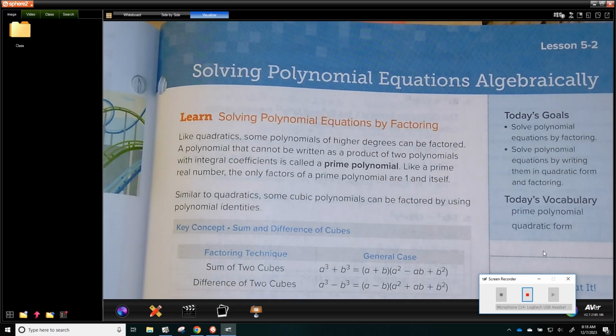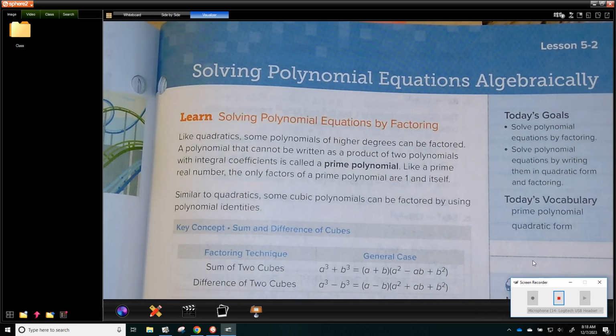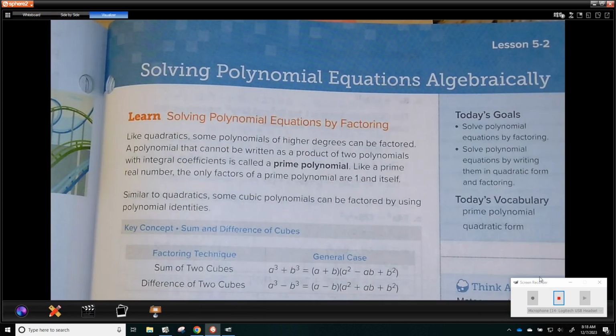Hello, I'm going over 5-2 today. I don't know what I did differently. Oh, there it is. Okay, solving polynomial equations algebraically.